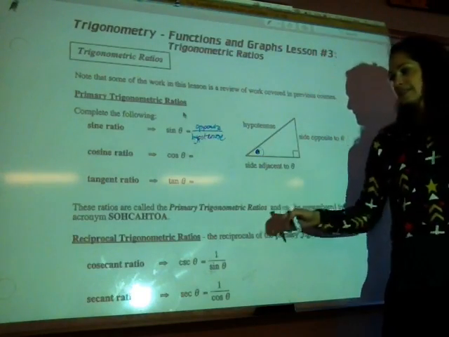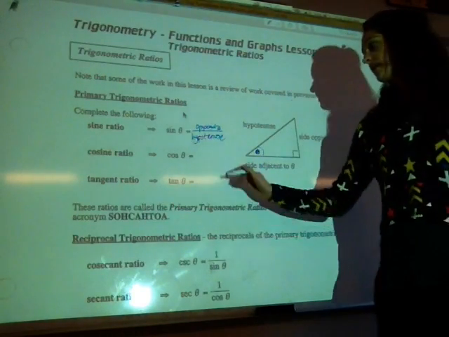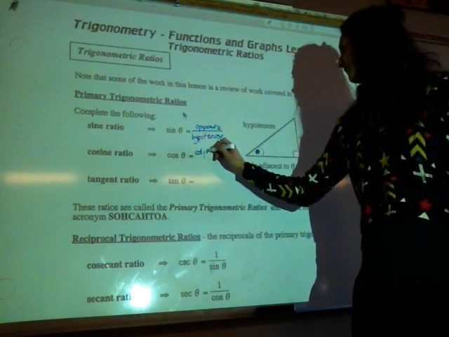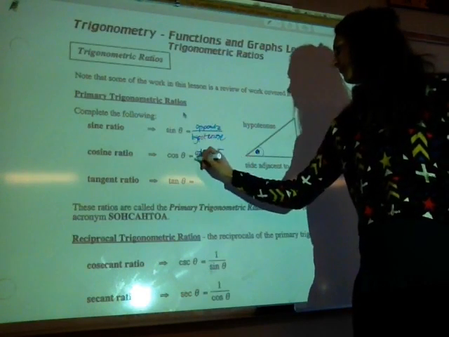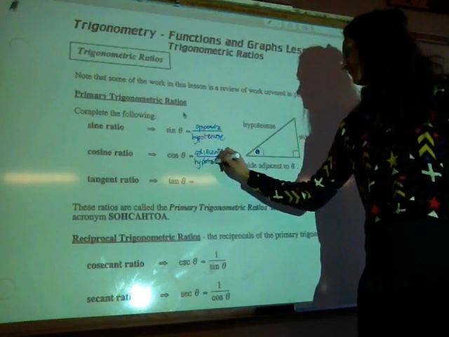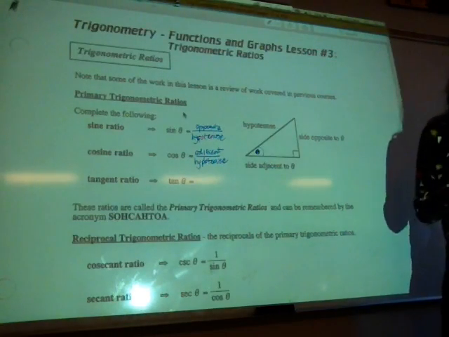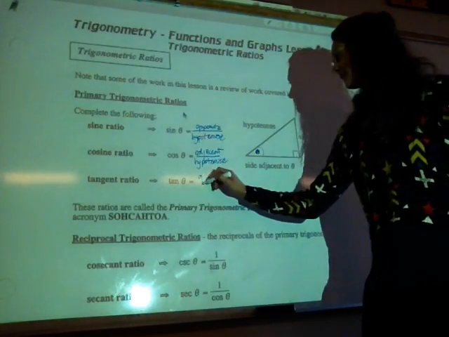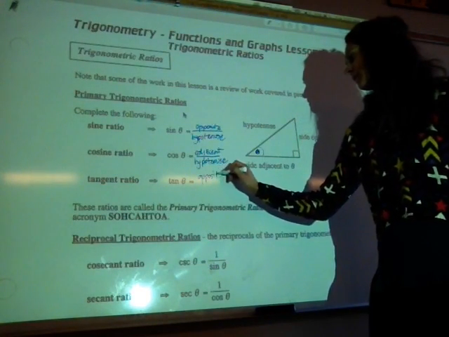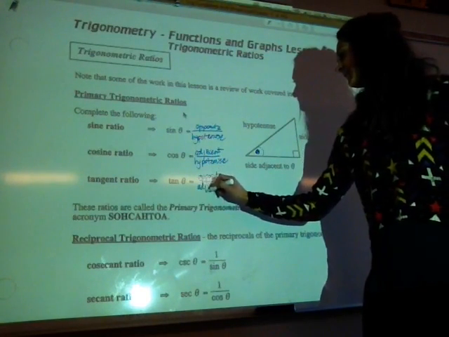Okay, cosine, CAH. We have adjacent over hypotenuse. And lastly, tangent, TOA, opposite over adjacent.